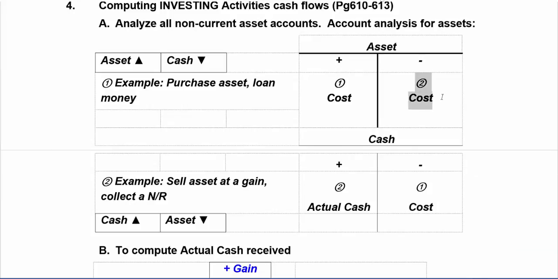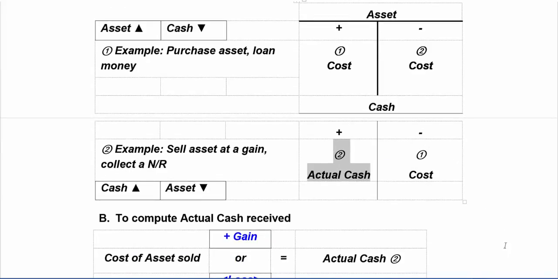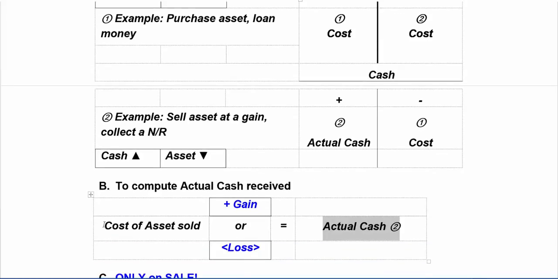But on the sales side, the credit for the asset represents the cost of the asset that we got rid of. And so the actual cash needs to be converted. If you had a gain, then you received more cash than what the asset cost you. So you would take the cost of the asset that you sold and add any gain to compute the amount of actual cash that you received. Or if you sold the asset at a loss, you take the cost of that asset, that's the credit to the asset account, and subtract the loss.